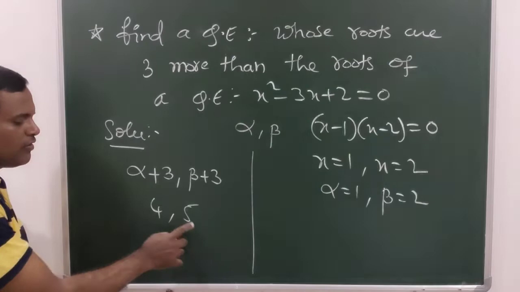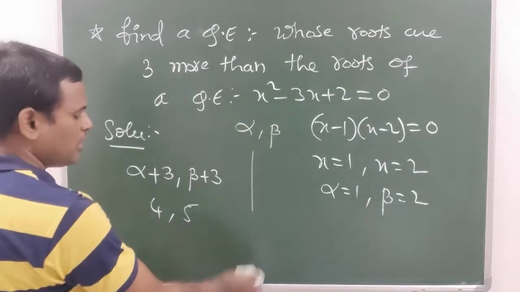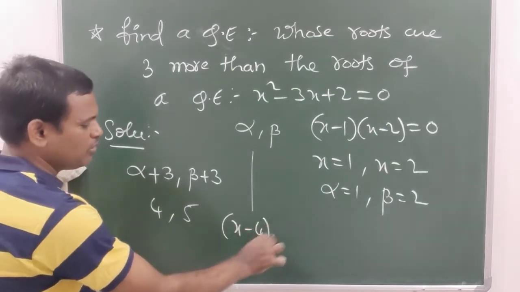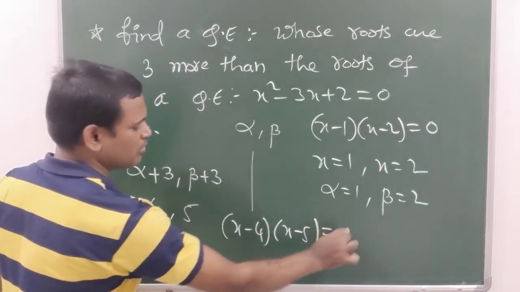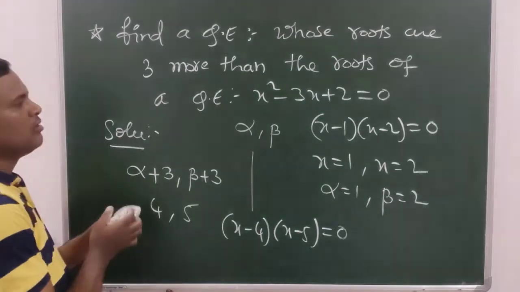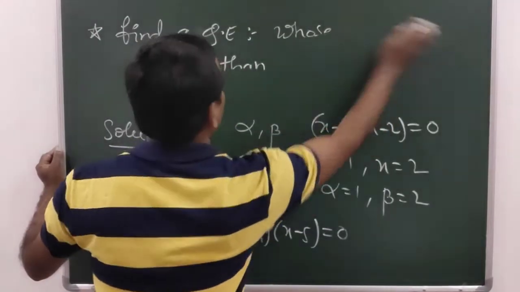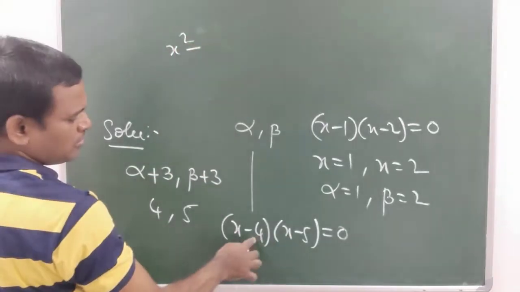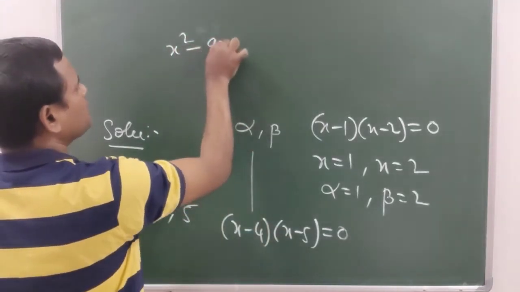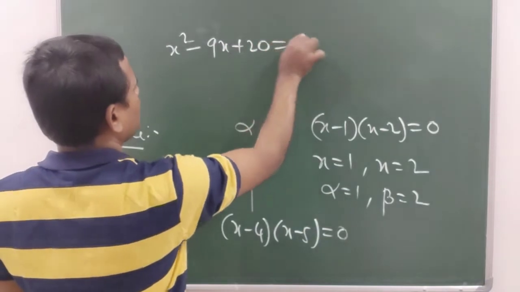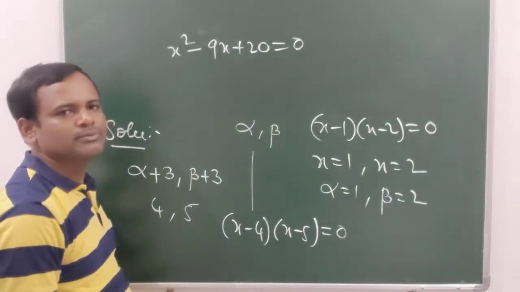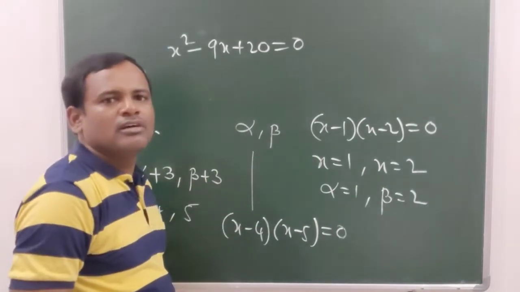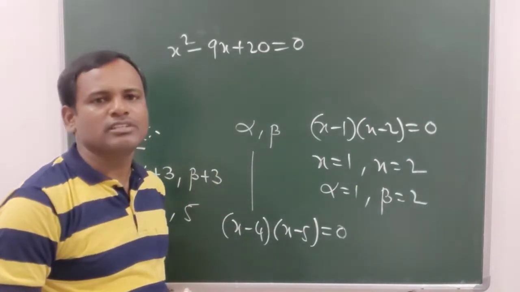When you know the roots of our quadratic equation, then you know how to determine such a quadratic equation: x minus 4 into x minus 5 equal to 0. Now simplify that. If you simplify, what do you get? So x square minus 9x plus 20 is equal to 0 you will get when you take the product of these two. I hope you have understood how I have answered this question.